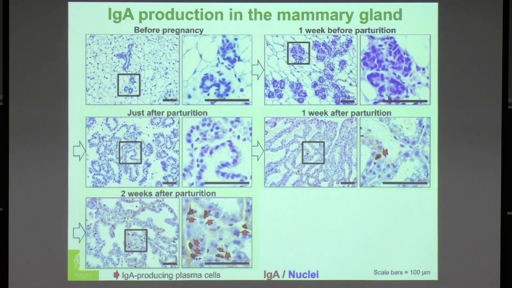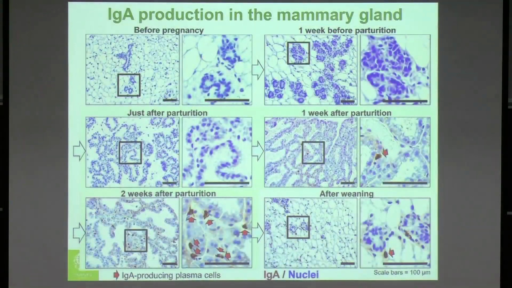But if you take the tissues during the lactation period, you can first see the brown cells, that is, IgA-producing cells. And the number of IgA-producing cells is higher when you study 2 weeks after parturition, but you don't see any IgA-producing cells when you analyze just after parturition. And then once weaning occurs, you lose the IgA-producing cells. That means that the mammary gland can recruit IgA-producing plasma cells in order to produce antibodies to transfer from mom to the baby.